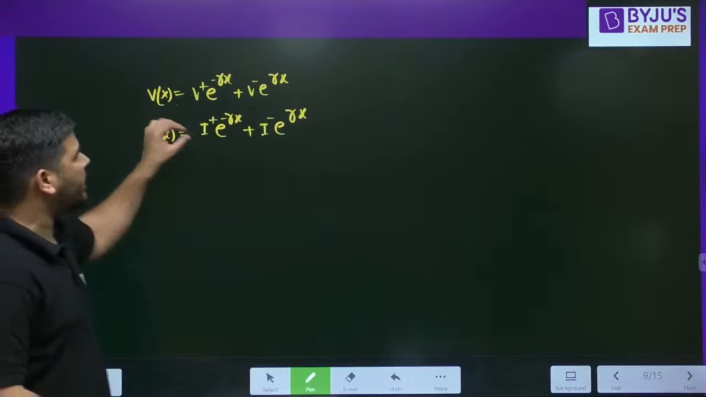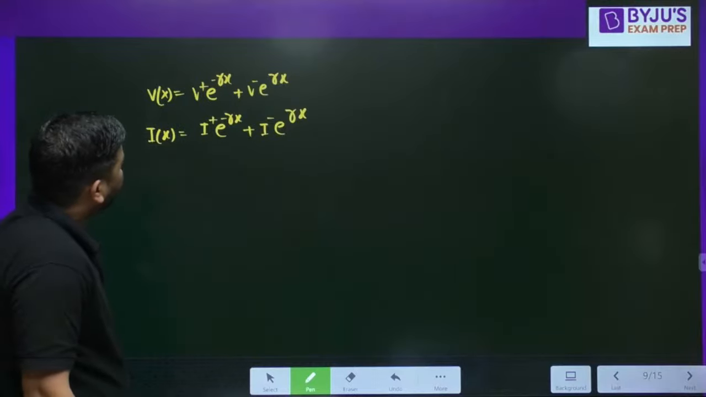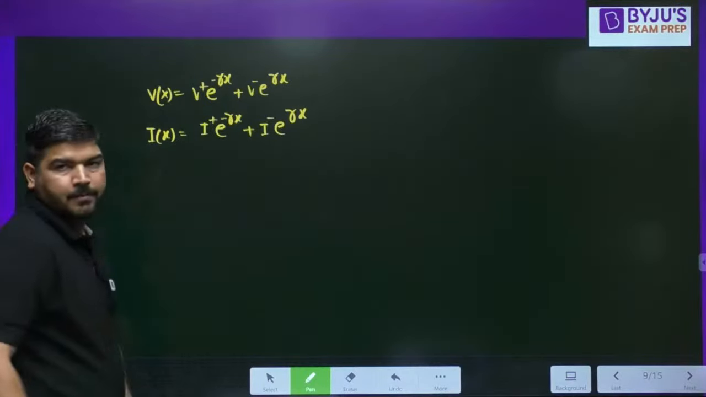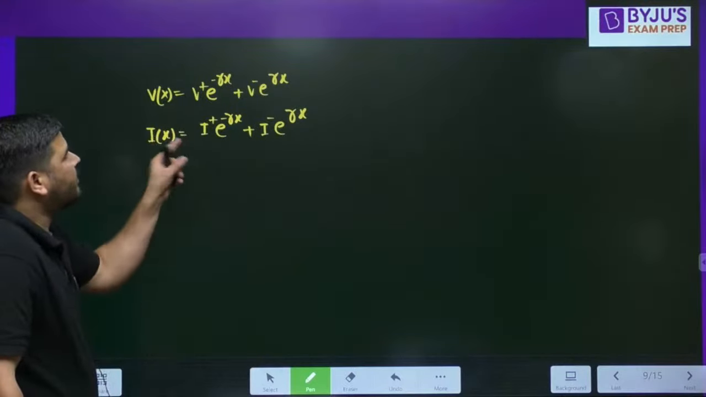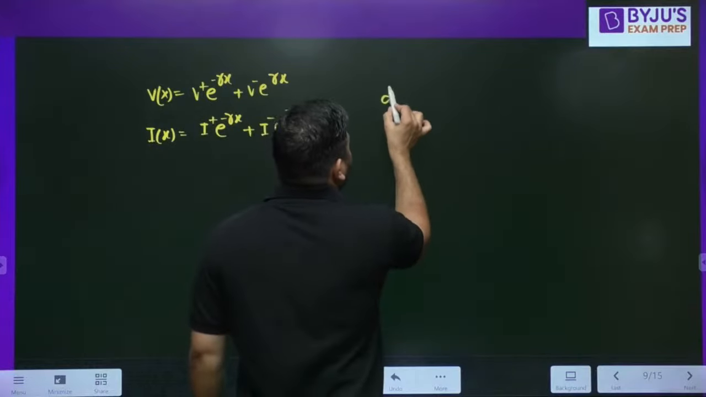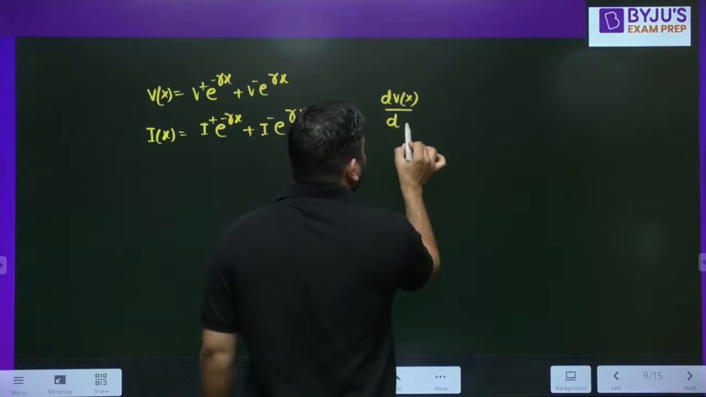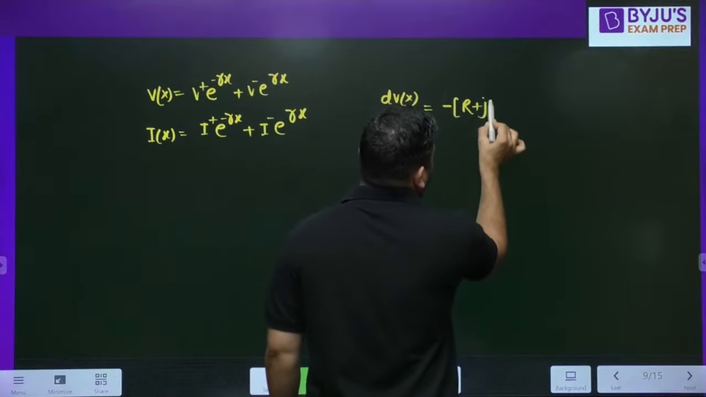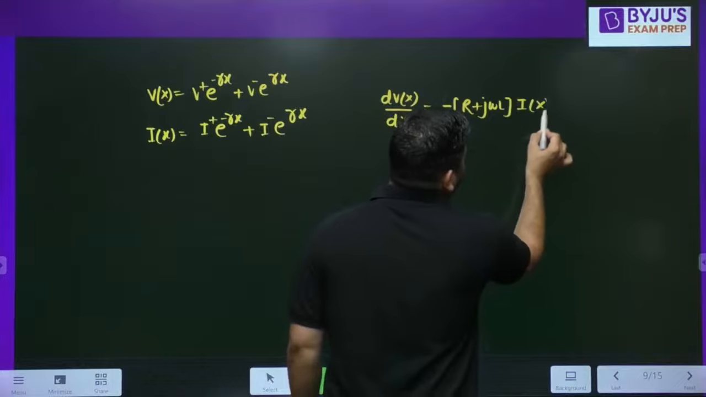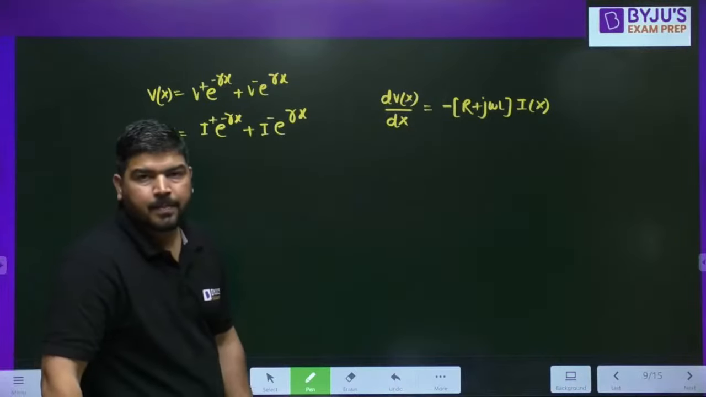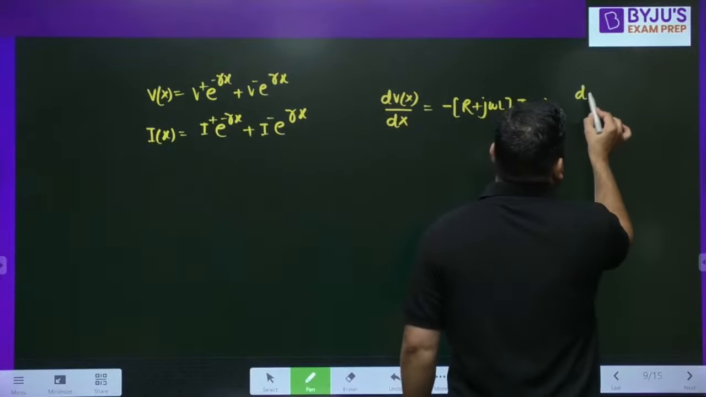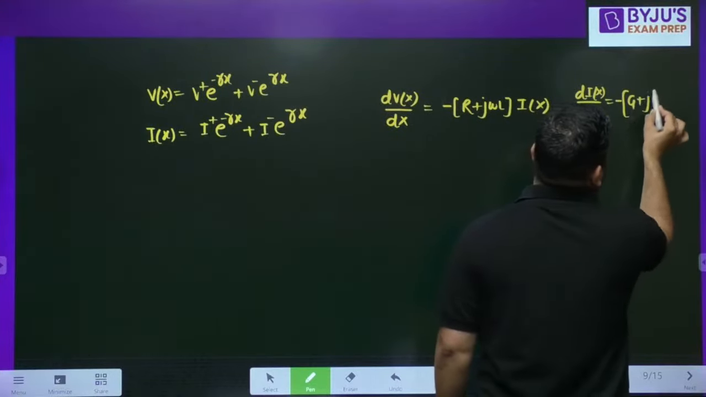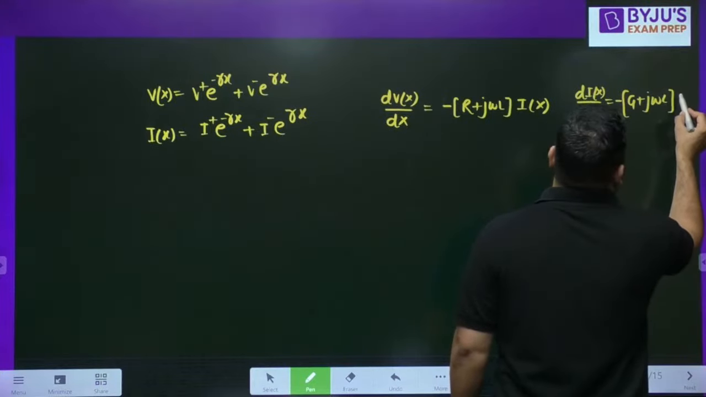Now, with the help of the voltage and current expressions, there is a relation between voltage and current. What is that relation? The relation on the transmission line is, if you take the change of voltage with x, that will be equal to minus of R plus j omega L into Ix. This is the relation of voltage and current on the transmission line. And similarly, you can also write it like this: if you take the change of current with x, this will be equal to minus of G plus j omega C into Vx.